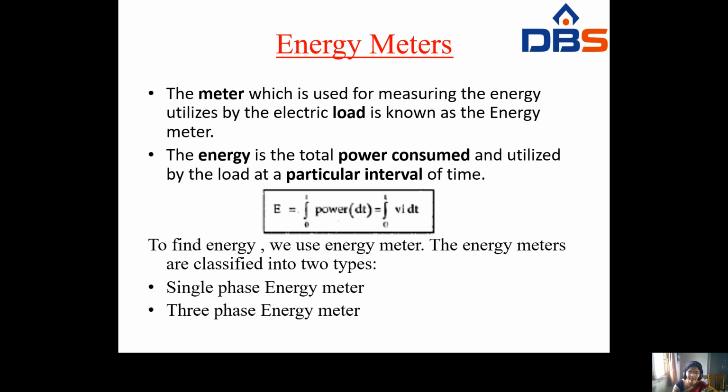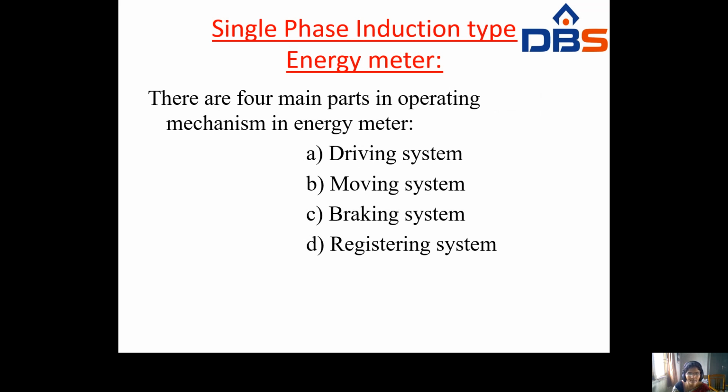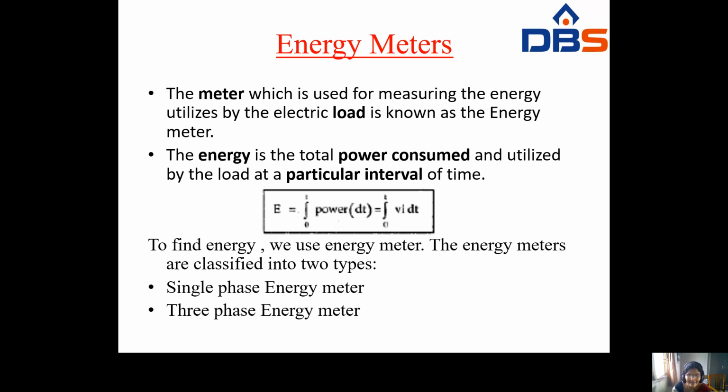That is nothing but the energy. Energy can be expressed as the integral from 0 to t, so here you have to specify that particular interval of time. That's why we represent E equal to the integral from 0 to t of power dt. Power is nothing but Vi, so at that time you can write the integral from 0 to t of Vi dt. To find the energy, we have to use the energy meters.